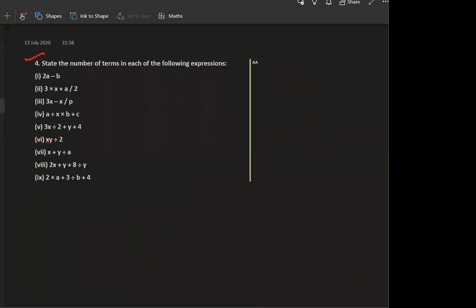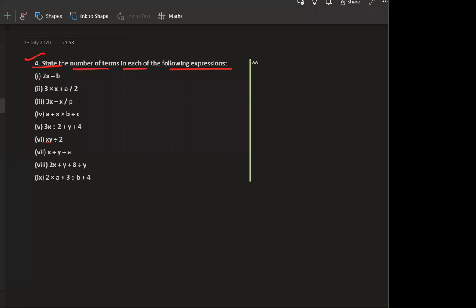State the number of terms in each of the following expressions. I don't think that I will be able to complete this exercise today because it has many questions, and I have to give an explanation of each and every sentence. That is why I am taking so much time in this chapter, because I want you to understand the chapter so well that you never forget it in future. You have to understand it like this, okay? That's why I'm giving so much time in this chapter.